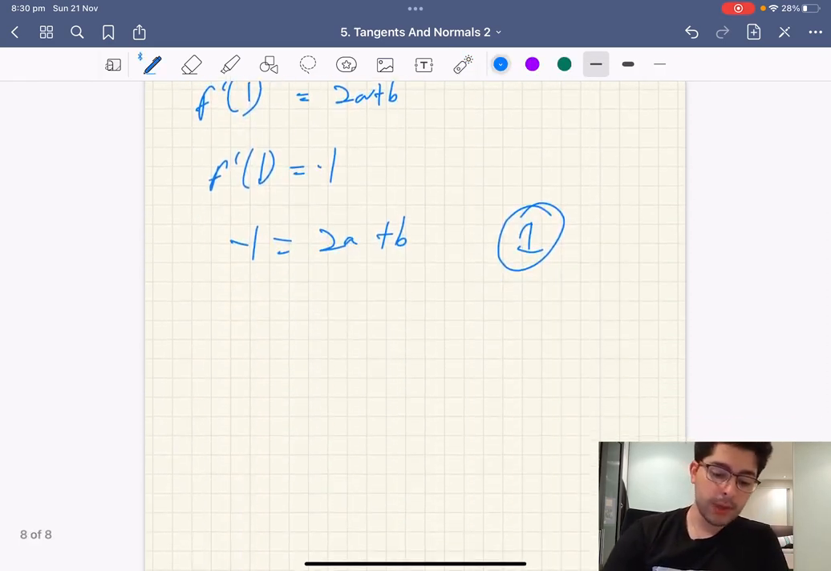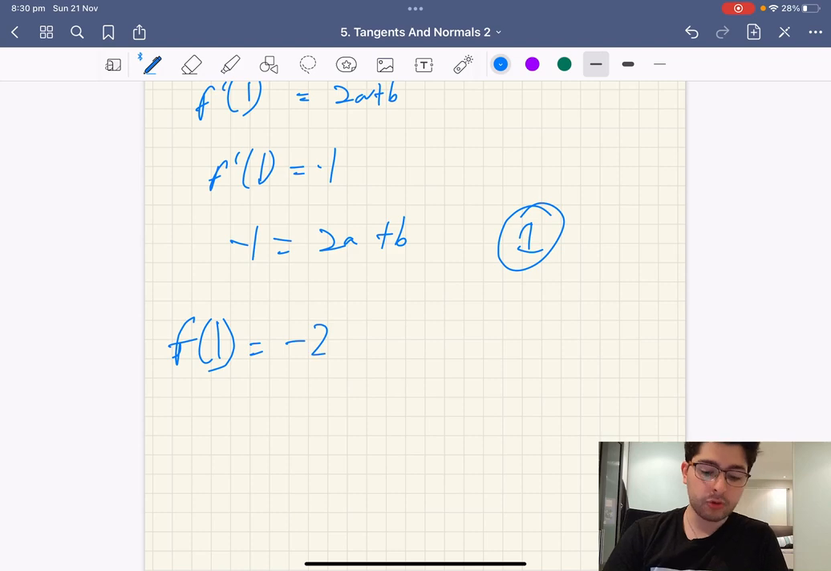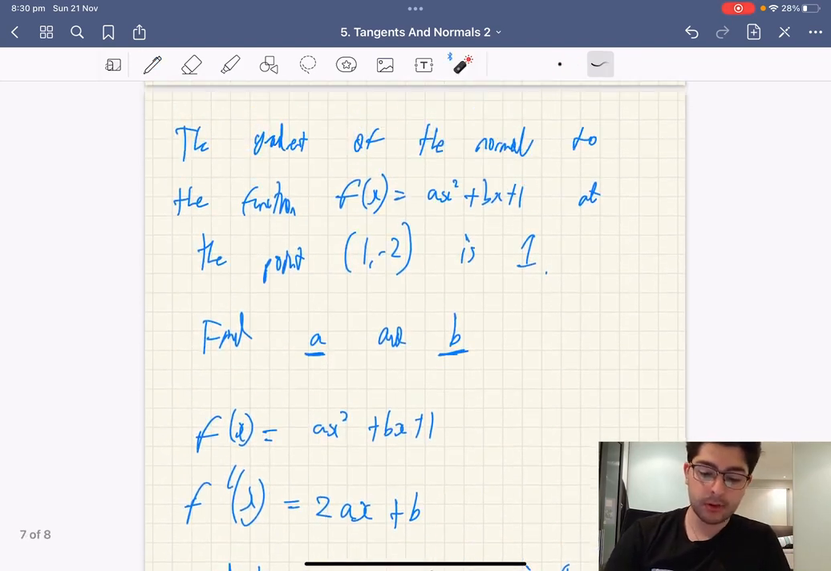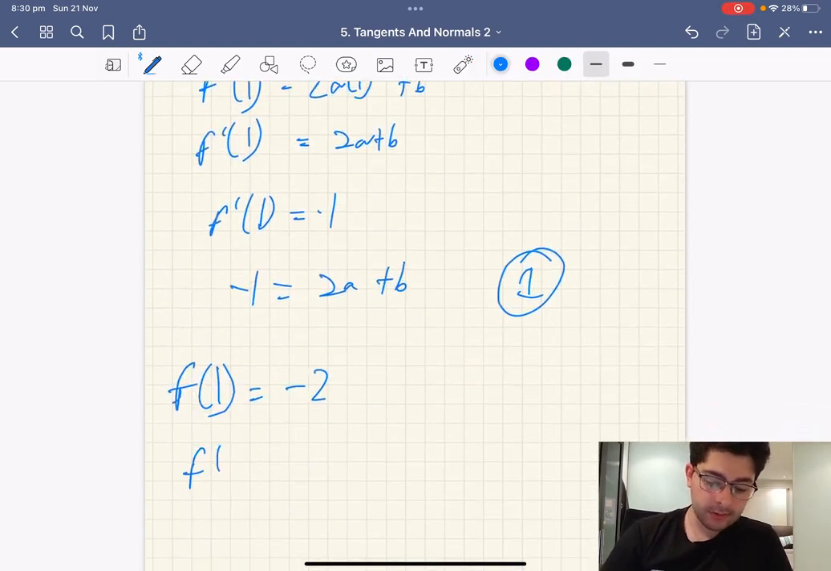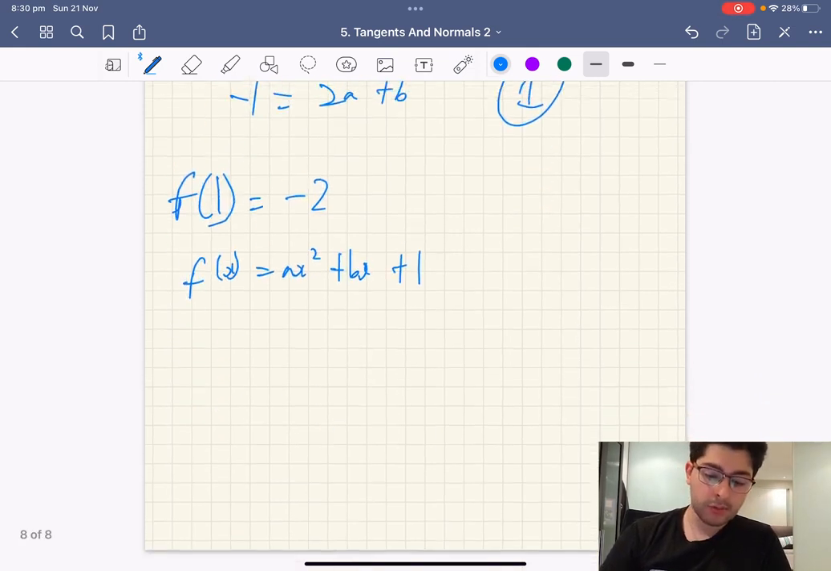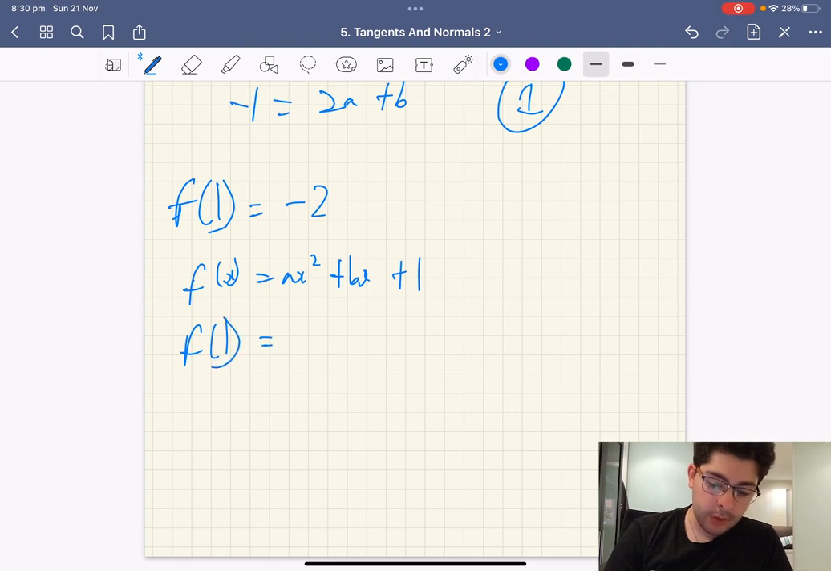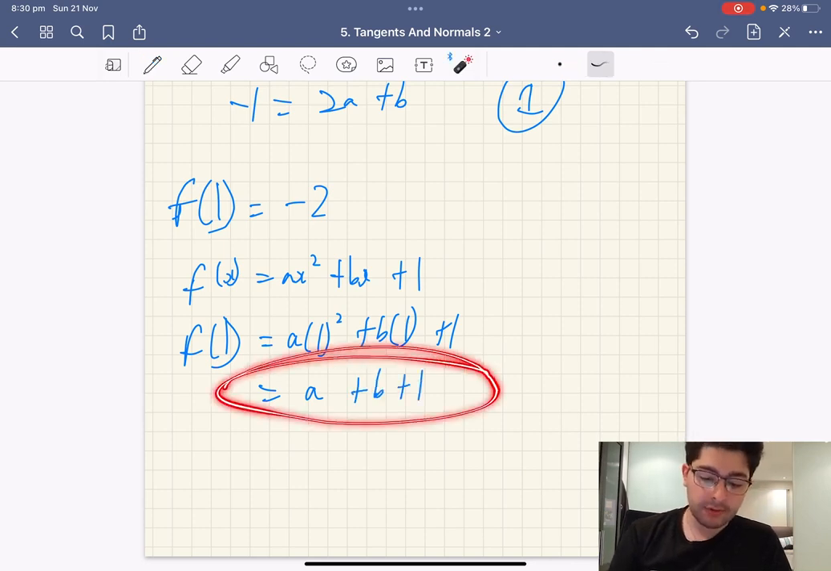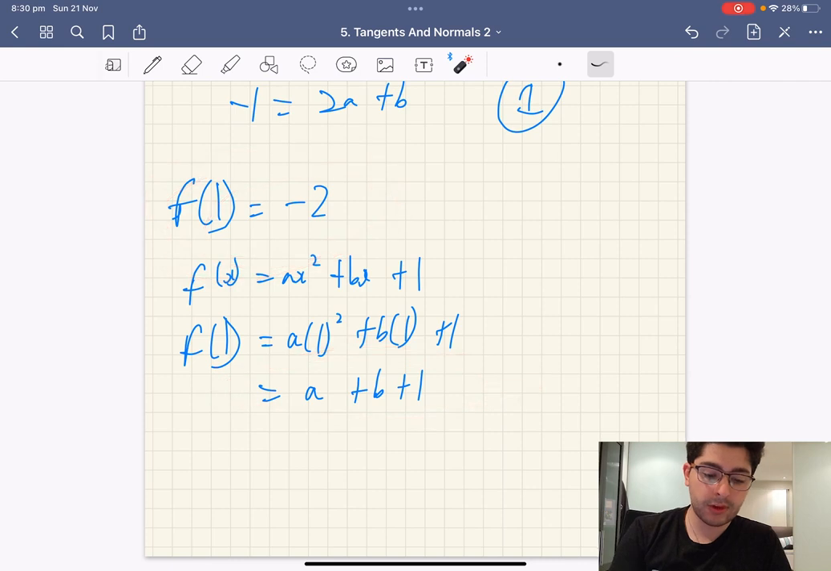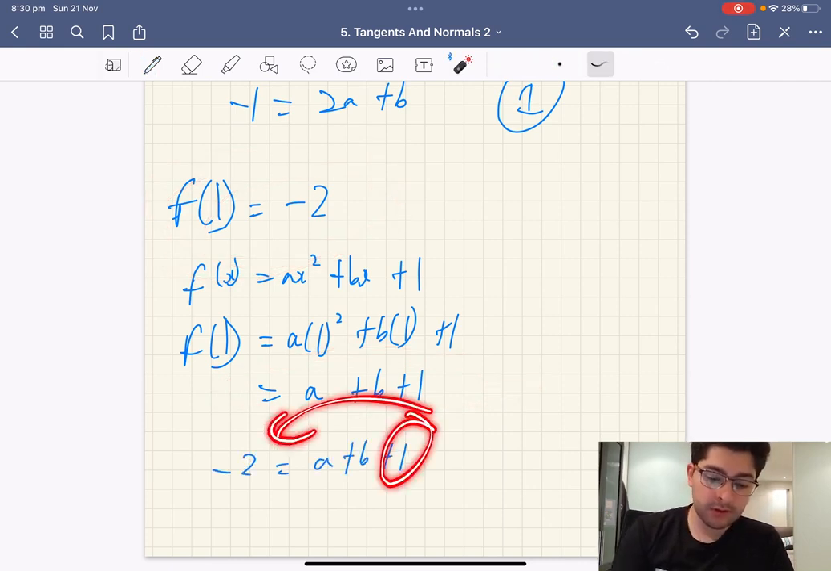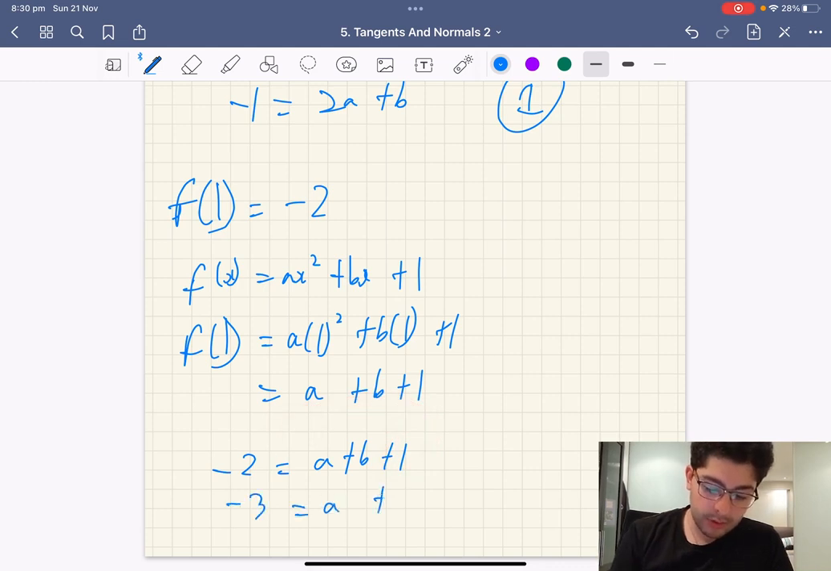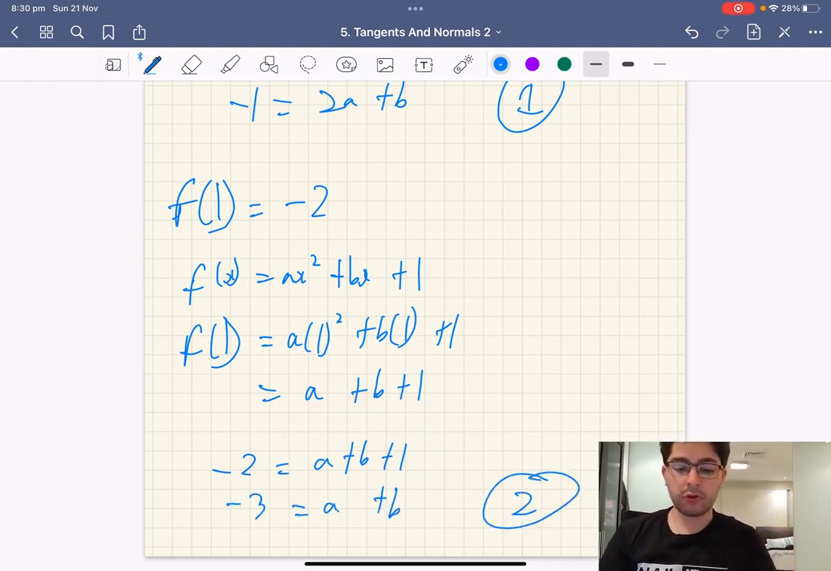So let's rewrite that. We know f of 1 is equal to minus 2 as given over here. We also know that f of x is equal to ax squared plus bx plus 1. So if we sub in 1 over here, we're going to get a times 1 squared plus b times 1 plus 1, which is the same thing as a plus b plus 1. Therefore, we know this f of 1 is the same thing as this f of 1, so we can equate the two. Minus 2 is equal to a plus b plus 1. Move that 1 to the other side. Minus 3 is equal to a plus b. And now we've got equation 2.